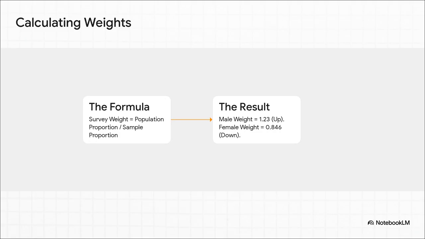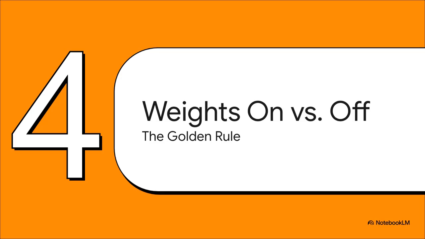And the calculation itself is surprisingly simple. You just divide the true population proportion by your sample's proportion for each group. So for men, that's 49.2% divided by 40%, which gives us a weight of 1.23. We weight up each man's response. For women, it's 50.8% divided by 60%, which gives us a weight of about 0.85. We weight down each woman's response. Once you apply these weights, your sample's proportions will magically match the population's. It's pretty cool.